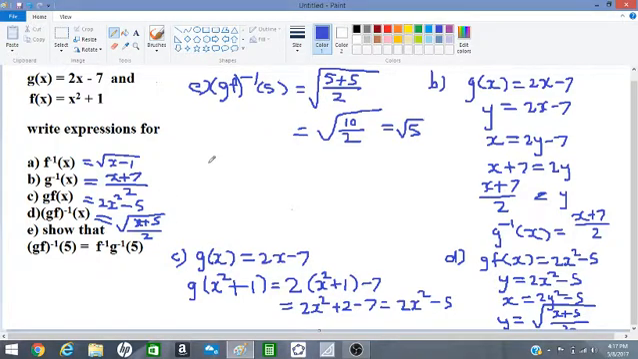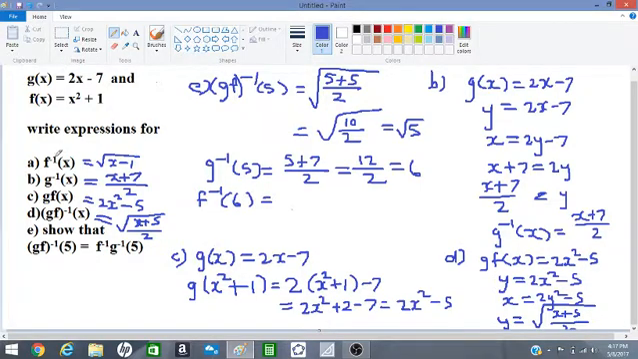Let us work out g inverse of 5 now. We will use our answer for part B, which is x plus 7 over 2, and we will substitute 5 for x. So x will change into 5 plus 7 over 2, which is 12 over 2. 2 into 12 is 6. And now let us find f inverse of g inverse of 5, which will be f inverse of 6. We replace g inverse of 5 by 6.